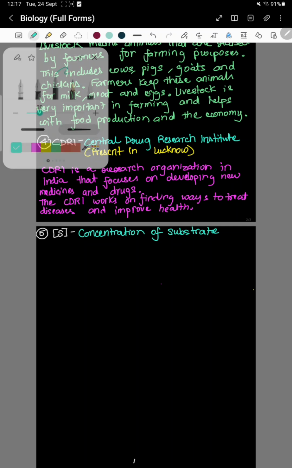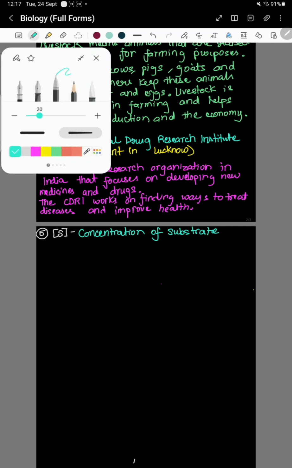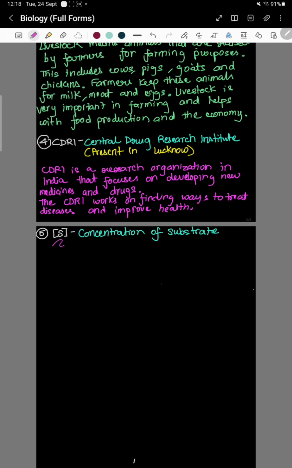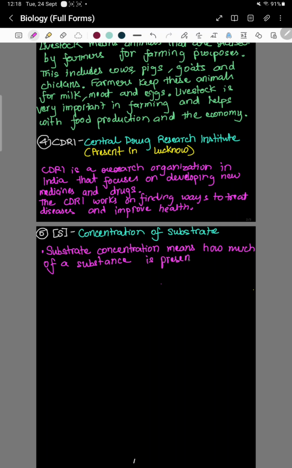So now let me explain you. Substrate concentration means how much of a substance is present in a reaction.